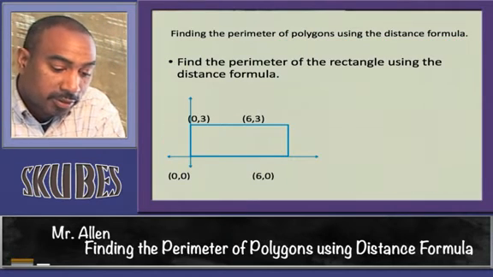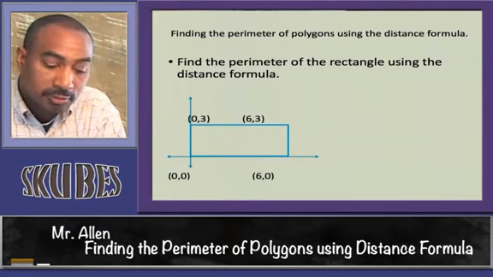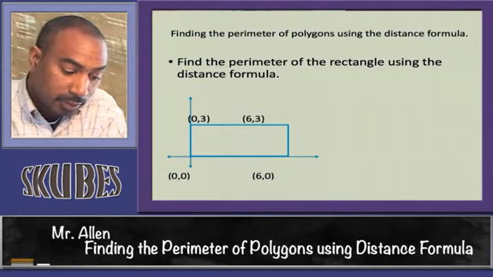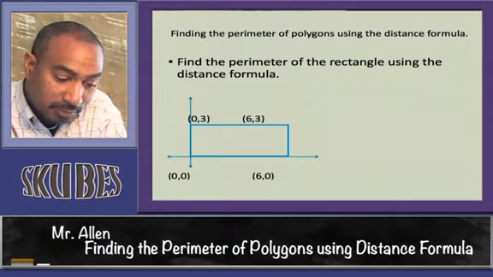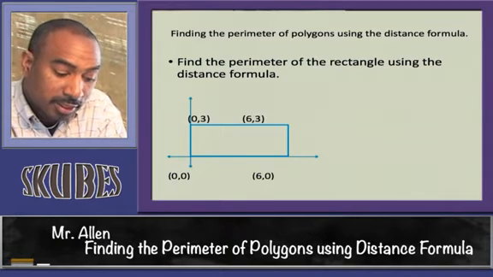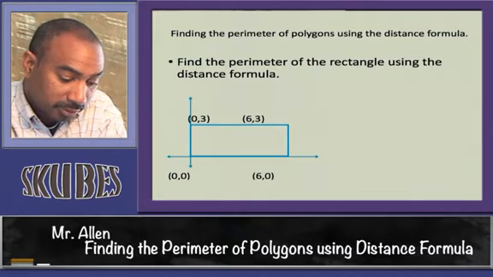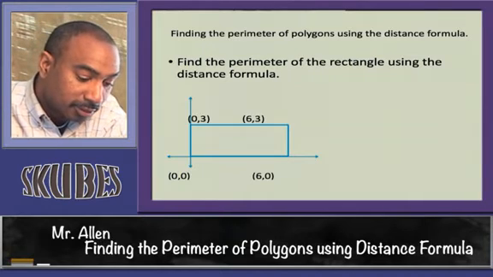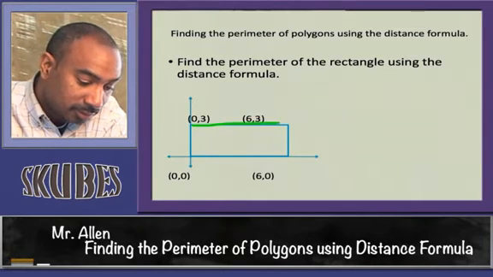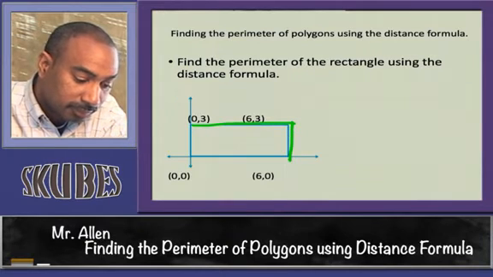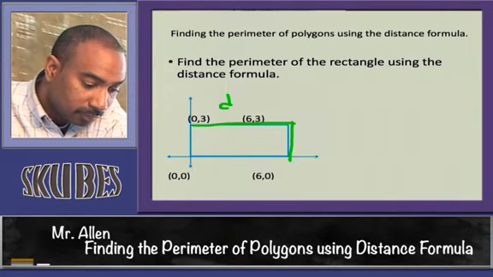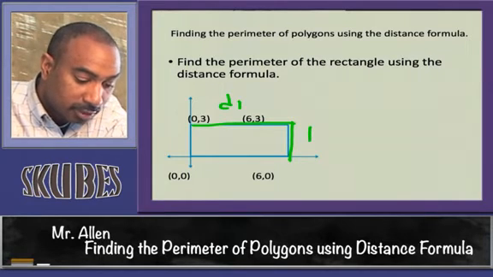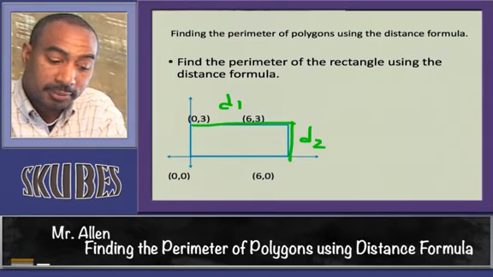All right, find the perimeter of the rectangle using the distance formula. Now we could find the distance between all 4 sides, but we know in a rectangle in geometry that opposite sides are congruent. So you only need to get the distance of 2 sides. Let's say this distance and this distance. So you'll find this distance and double it, and this distance and double it.